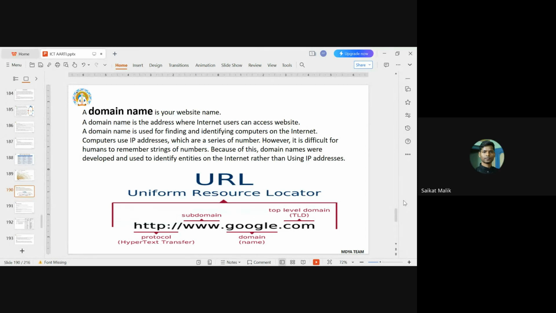Yes, ma'am. A domain name is used for finding and identifying computers on the internet. Every person, like humans, has their own name, so we recognize them with this name, because a human can remember the name. He cannot remember the number, but a machine understands only number language, numeric form.